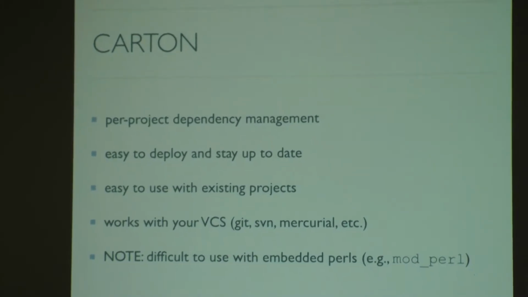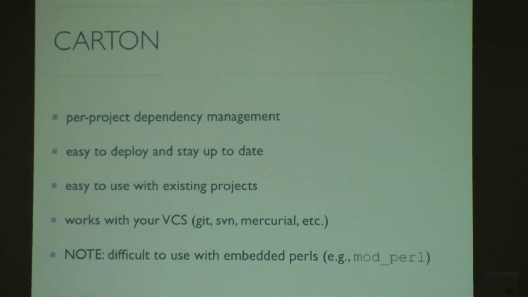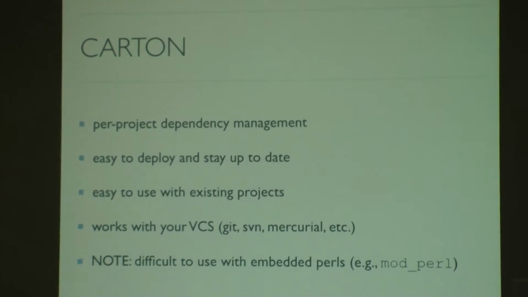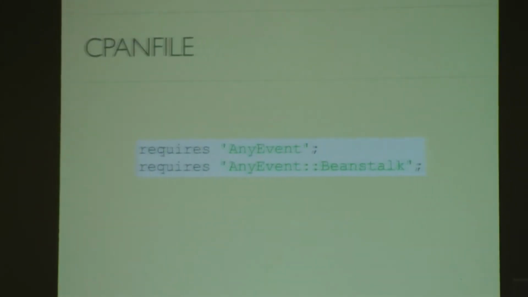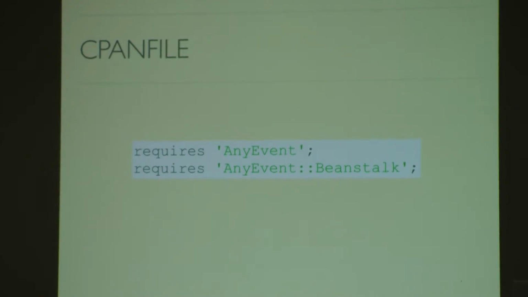So now your dependencies are version controlled. You can roll forward, backward. You can use git bisect to find regressions because your modules are also version controlled. It's great.